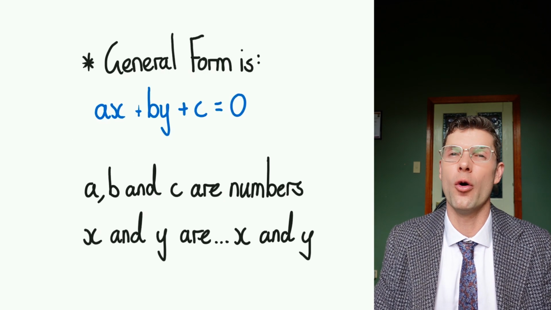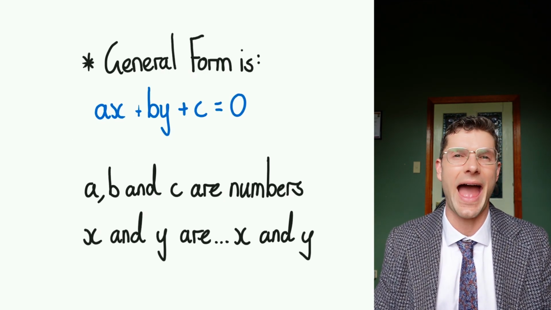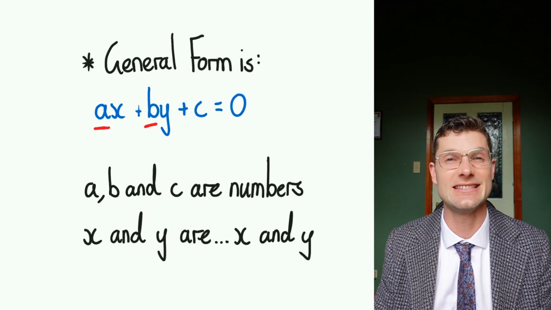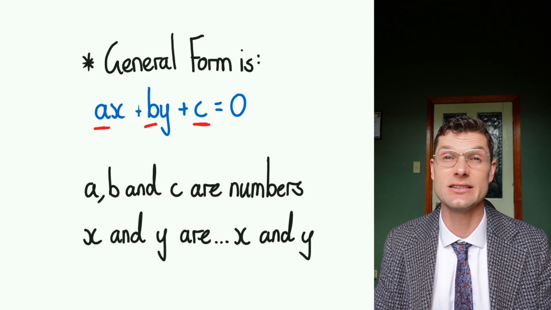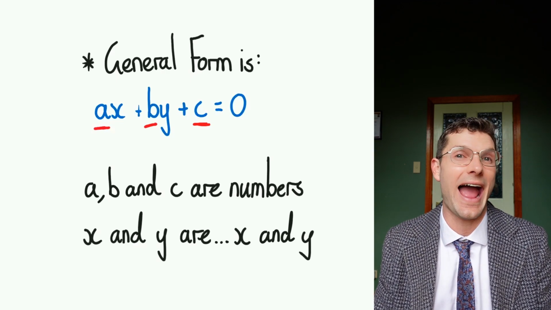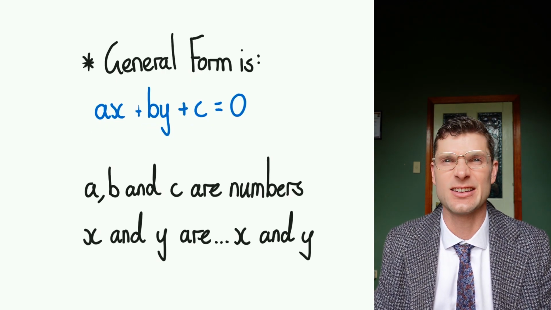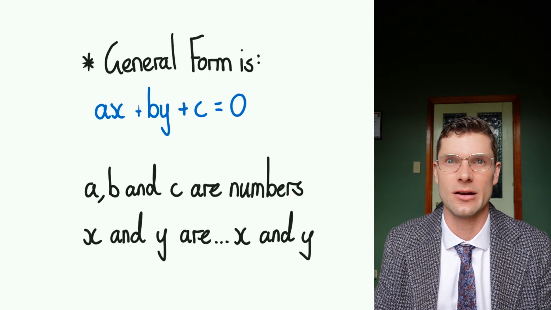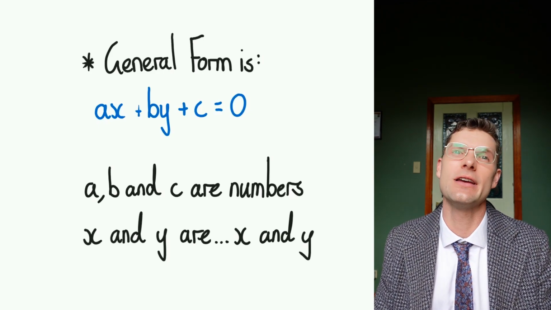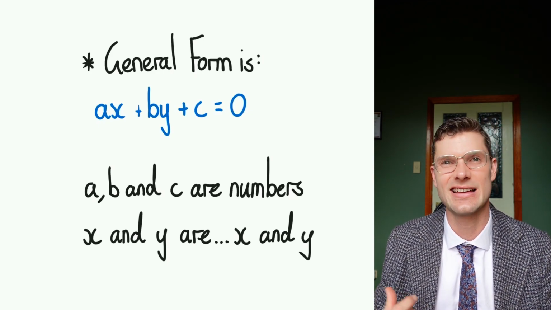So the general form, the actual formula looks like this. ax plus by plus c is equal to 0. a, b, and c are all numbers. They're going to be an actual number that you see. And x and y are just x and y, they're always going to be there. So all we need to know is that all the stuff is on one side, 0's on the other.